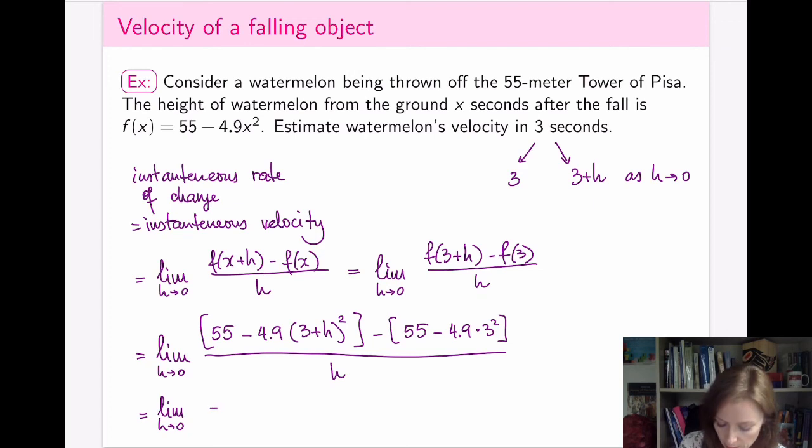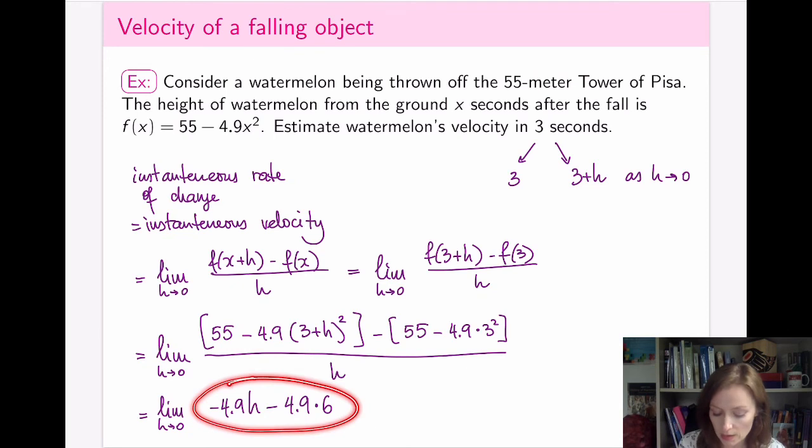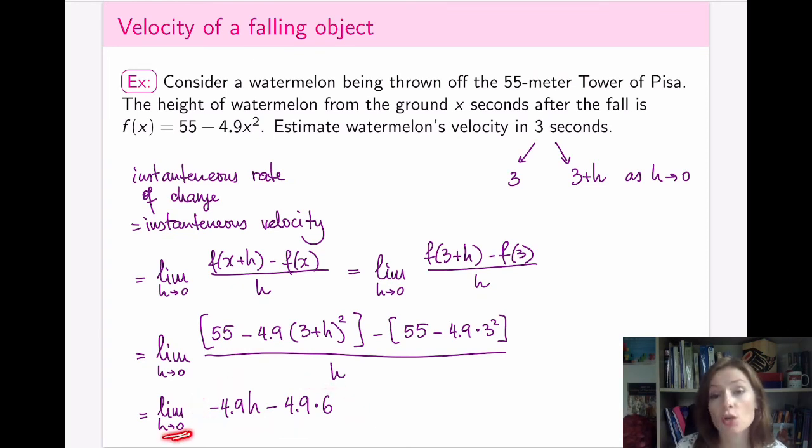And what do we have? Minus 4.9h minus 4.9 times 6. Okay, I didn't expand it out yet. Okay, so what I have is this quantity that is the instantaneous velocity as h goes to 0. As this h goes to 0.